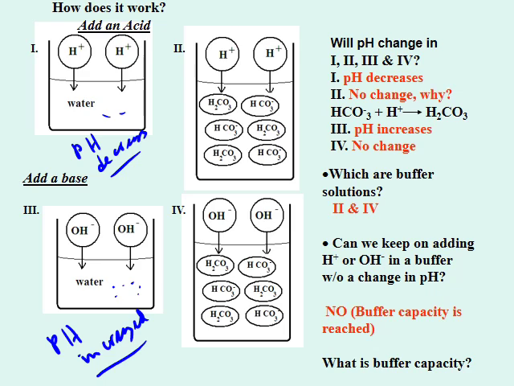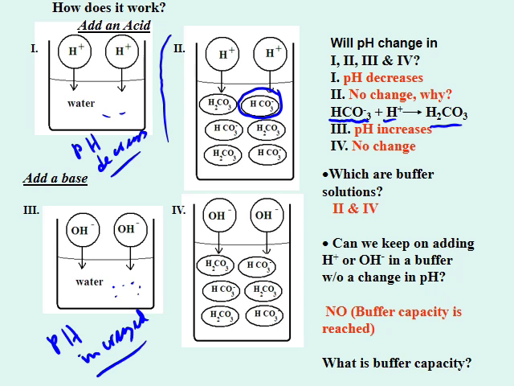Now let's focus on number 2. In this case, we are adding H plus, but there is something which is grabbing H plus. What is that something? It is HCO3 minus. So I'm underlining that. This is HCO3 minus. As soon as it finds H plus, it's going to combine with that, and it changes to H2CO3.